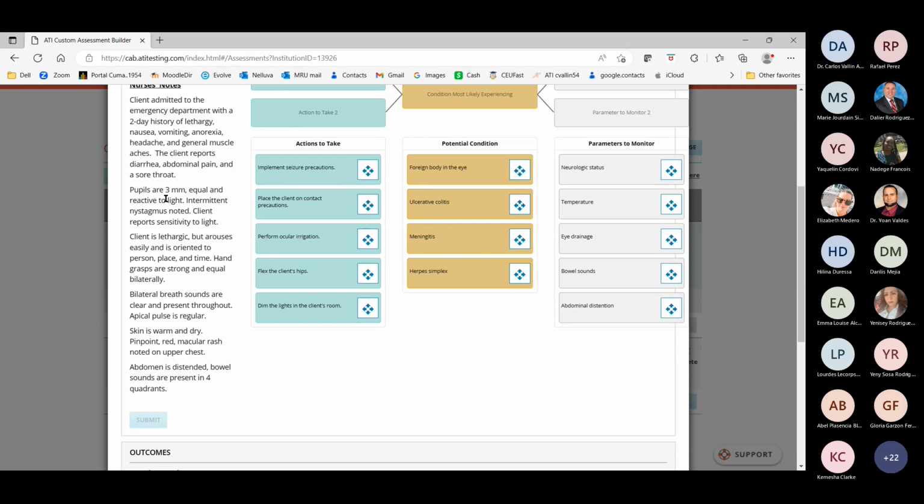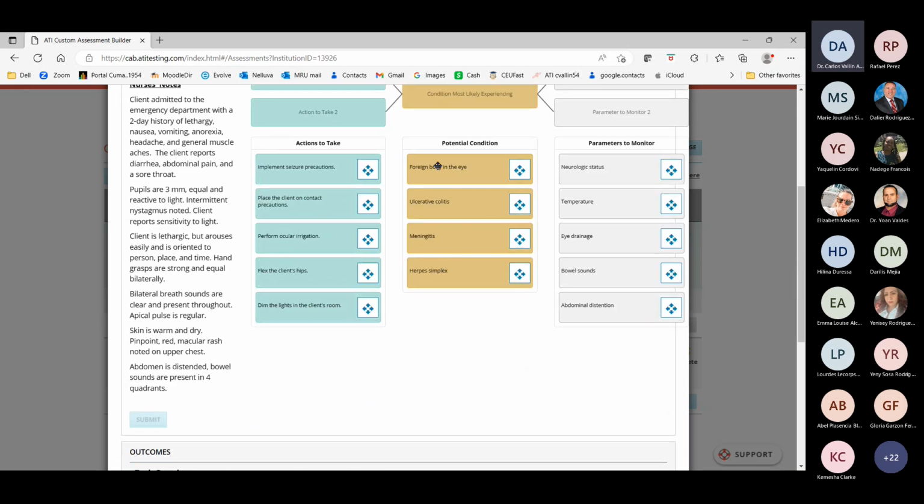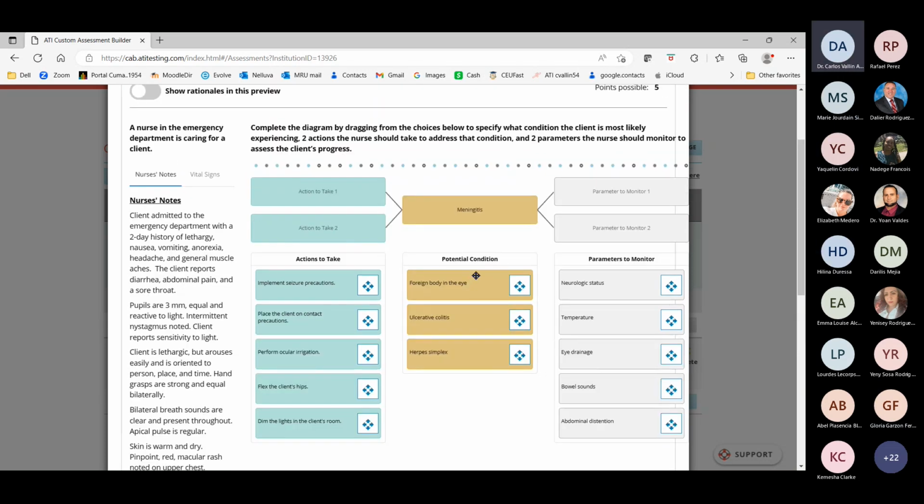We don't have more information. Of these 4 possible diagnoses: foreign body in the eye, no. Ulcerative colitis, no. Meningitis and herpes simplex. What is the most probable? Meningitis. Okay, so now the scenario is not as easy as the previous one, but in a person that has lethargy, fever, photophobia, and a previous history of an infection, you can think of meningitis.